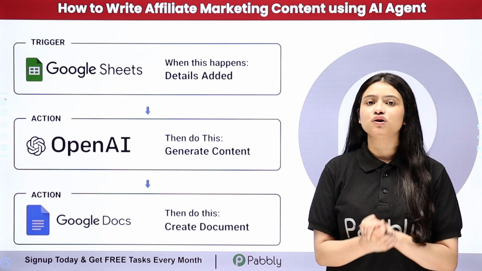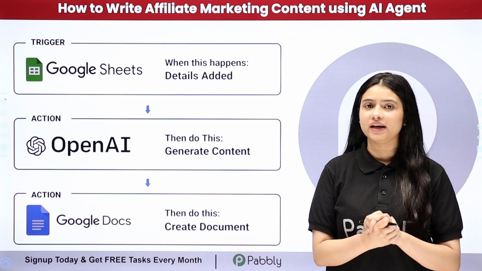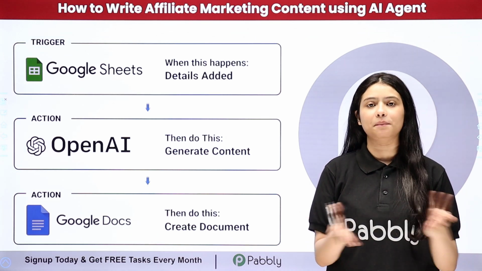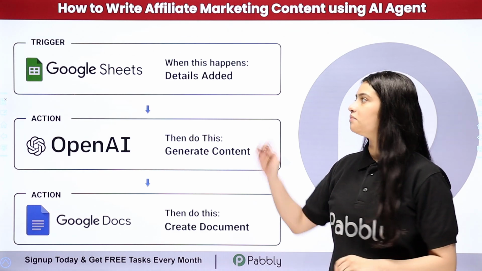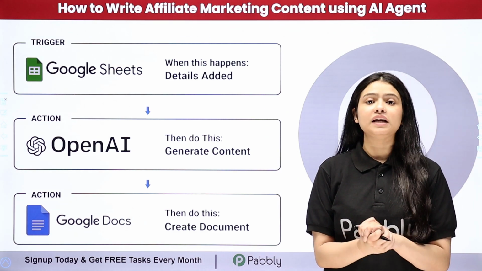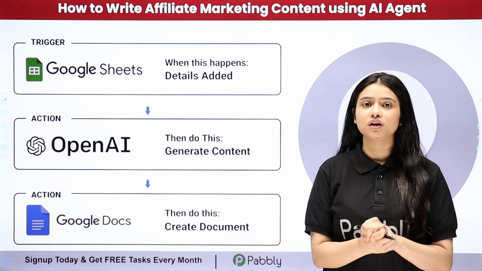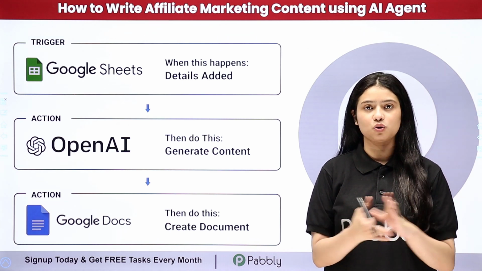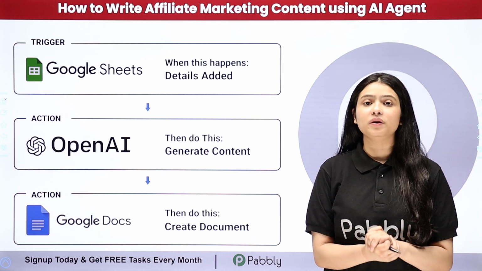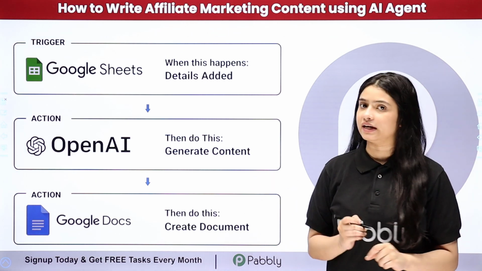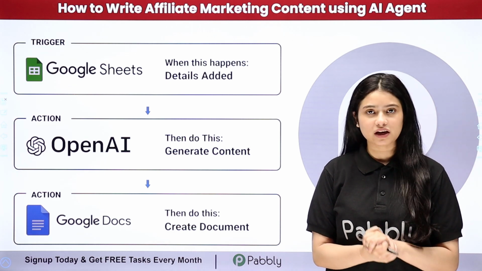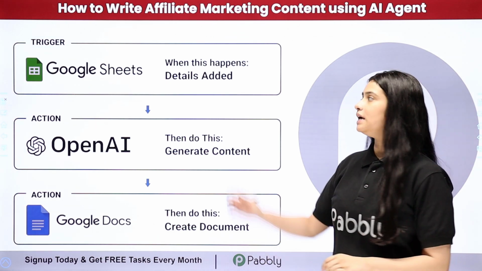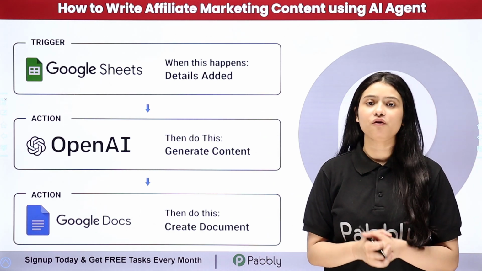Therefore, I have decided to automate this entire process with the help of my AI agent, that is OpenAI, and Pabbly Connect. Now every time I add the details of a new website or a product in my Google Sheets, affiliate marketing content is automatically generated with the help of OpenAI, and a document is automatically generated for that same content. To automate this entire long process, I'm not going to use any coding or programming skills. I'm going to simply integrate all these applications with the help of Pabbly Connect.